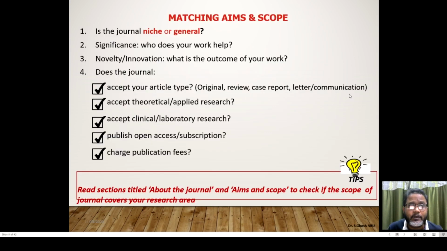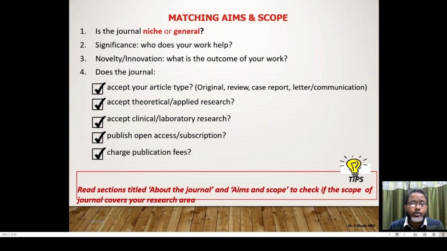So how can you do that? First, the journal niche or general. Second, significance: who does your work help? Then novelty and innovation: what is the outcome of your work? So practically speaking, you have to assess yourself first. This assessment is very important. That is, what is the journal niche or general, the significance, who does your work help, which journal can help you for that, and novelty and innovation, the outcome of your work.